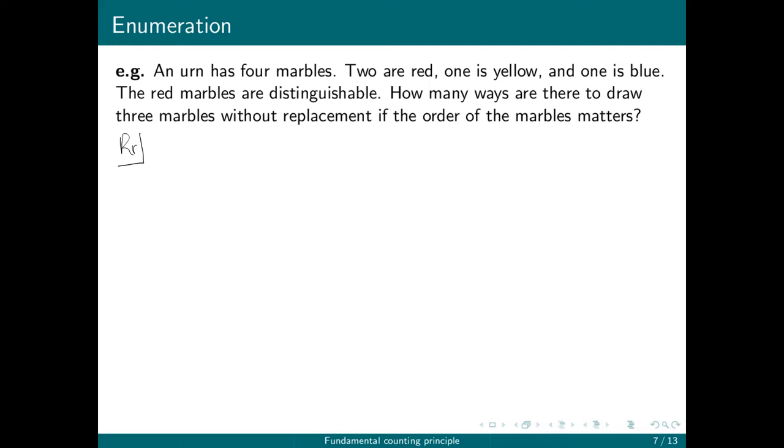So let's do this systematically, right? If you just start throwing items on the board, it gets really easy to lose your place, and really easy to wonder if you've caught everything. So let's go in a systematic order here. I'm going to start by letting my first marble be the big red one. Maybe this is labeled red one or something like that. So my first marble is going to be the big red one. And now I'm not putting it back, because it's without replacement and the order matters.